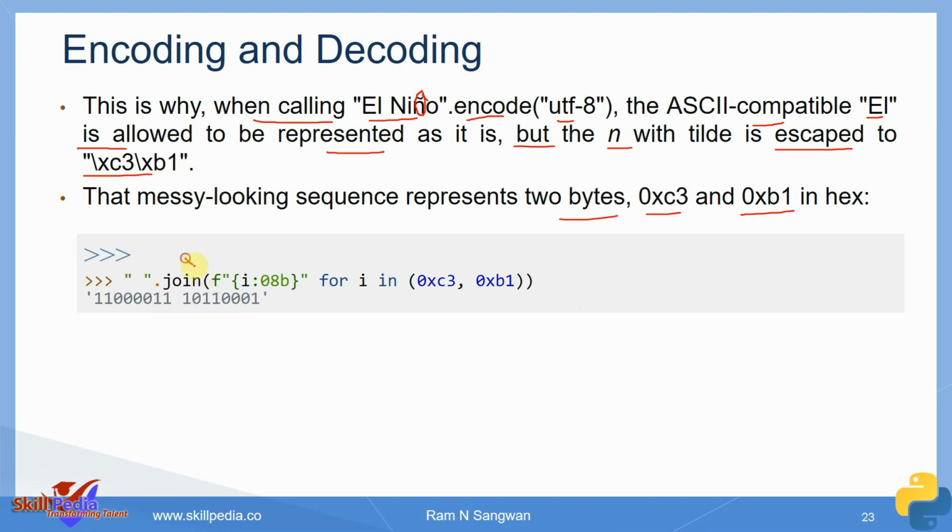If you try to use the join function and pass the same value, these 2 bytes which you are talking about, this is the hexadecimal representation in the binary format. These are the hexadecimal digits and you are converting them to binary, and this gives you the binary representation of this.